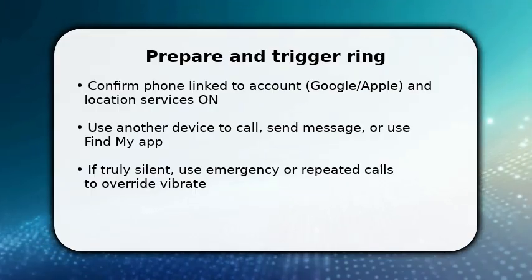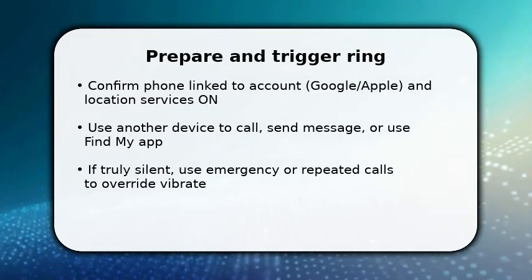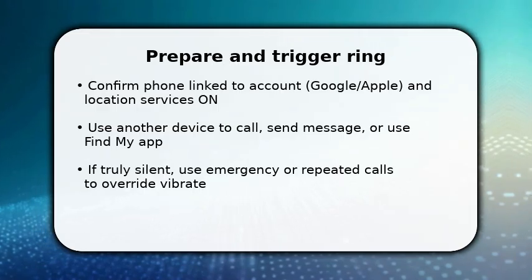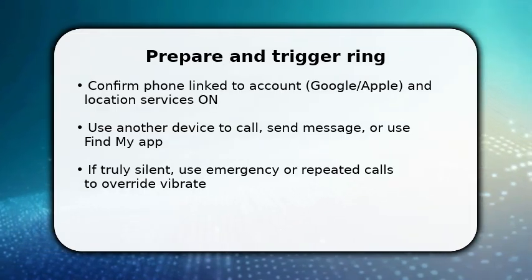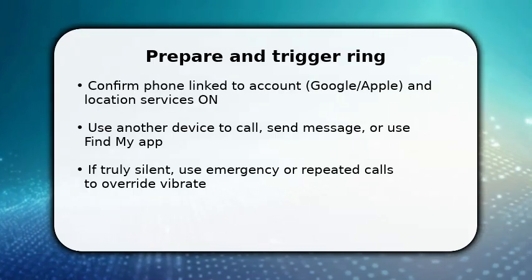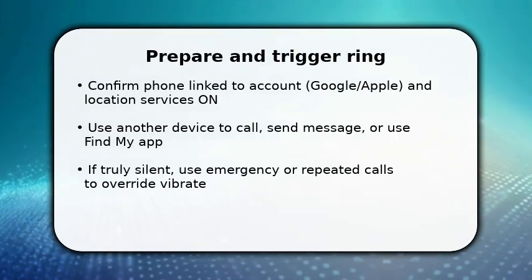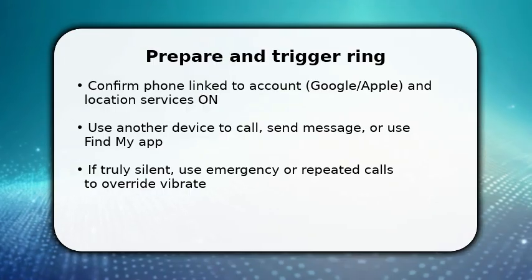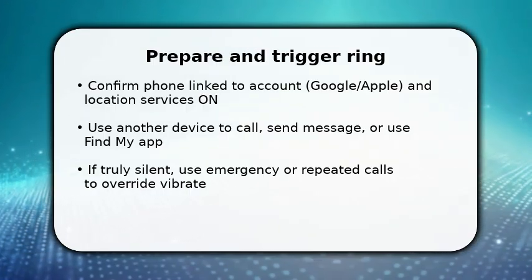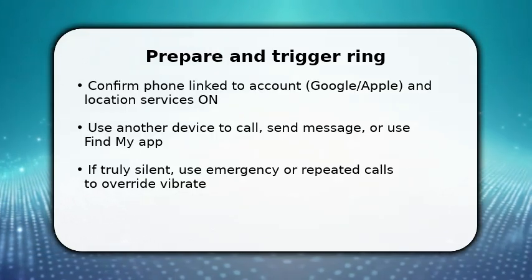You start by confirming your phone is tied to your Google or Apple account and that location services are active. This enables remote actions. From another phone or computer, call your number and send a text with a clear instruction. Once done, open Find My Device or Find My iPhone and choose Play Sound. You do this because the service forces audio even if the phone is muted, and it gives you an immediate audible cue to locate it.